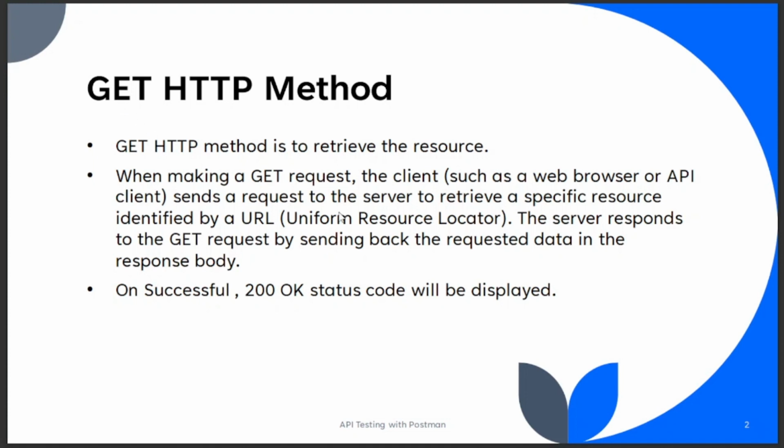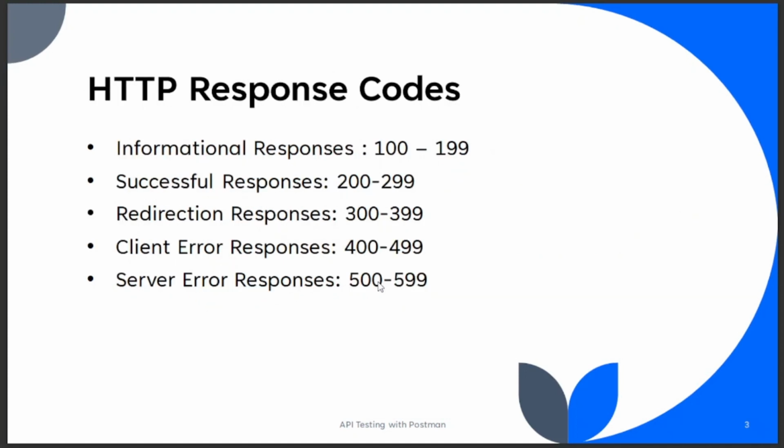So GET plus URL, when we send this from the API client, the server will get that request and respond back with the response body and the status code. The server will respond in either JSON or XML format, and it will also contain the status code. If whatever we sent is okay, the server will respond back with a 200 OK status code. On success we'll get this status code, and if something is wrong, we'll get an error.